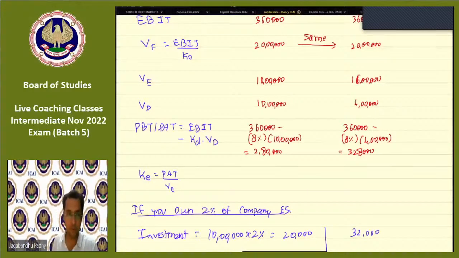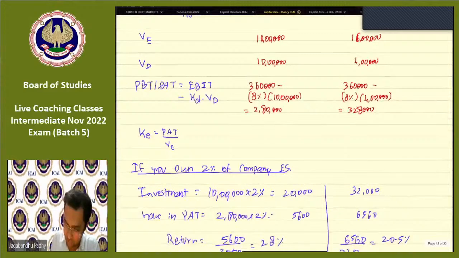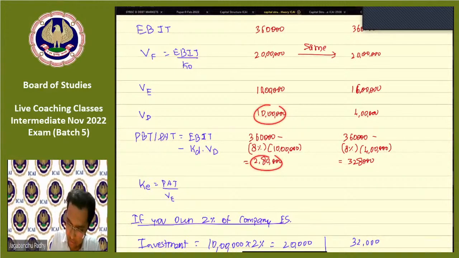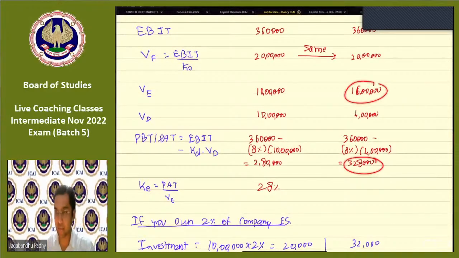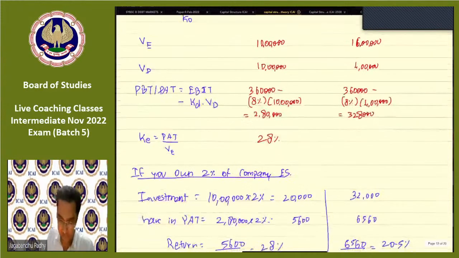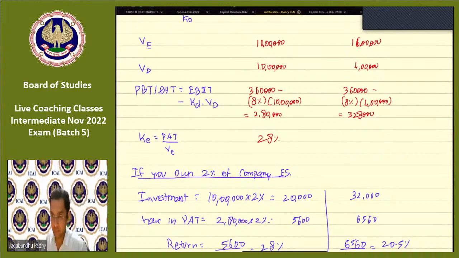Now, if I want to talk of KE, what is the cost of equity over here? We can get PAT upon the value of equity. It is 2,80,000 upon 10 lakh. That's 28%. Then we have 3,28,000 divided by 16 lakh, which will be 20.5%.